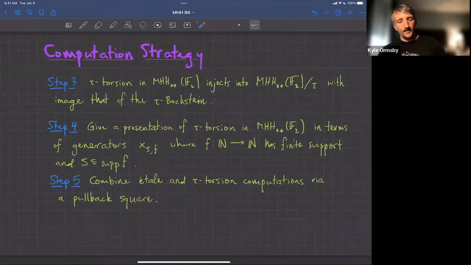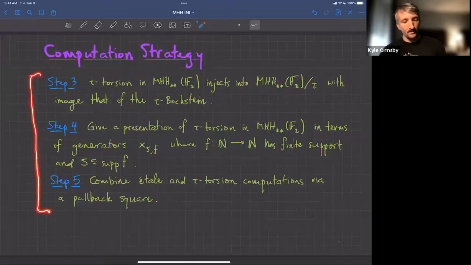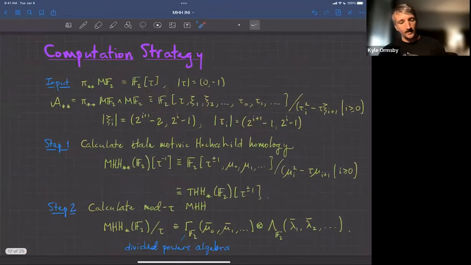And then that crazy presentation in terms of the x's, that is then the presentation that we give for that tau torsion. Finally, combining the tau inverted and tau torsion pieces in a pullback square gives the final answer that was in the theorem statement. There's some challenging bookkeeping in this process, but I would call these steps bookkeeping. And in some sense, this is kind of the core of what's going on in the computation.